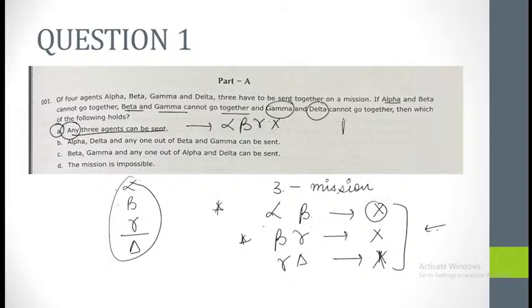Let's try out another way. Let's say we have beta, gamma and delta. Can these three go together? No, because we have two conditions. So the first option is incorrect for sure.